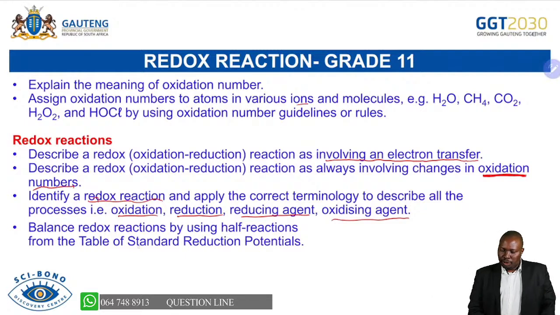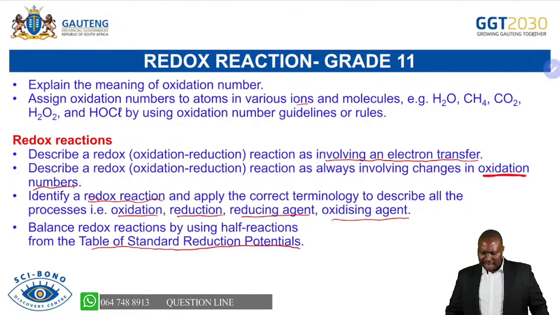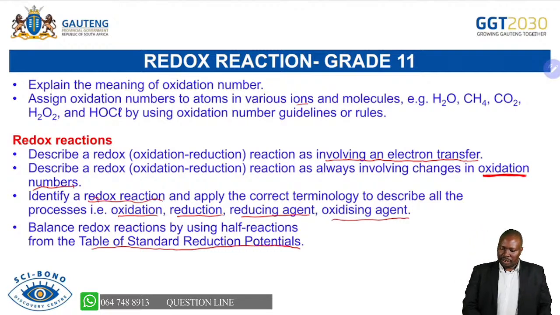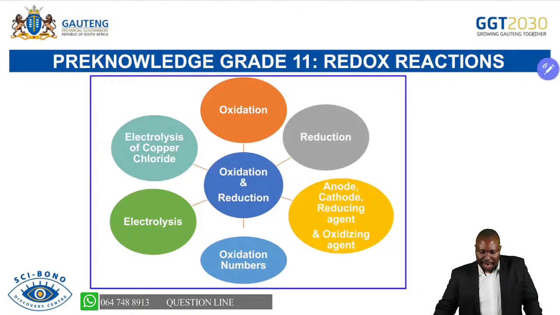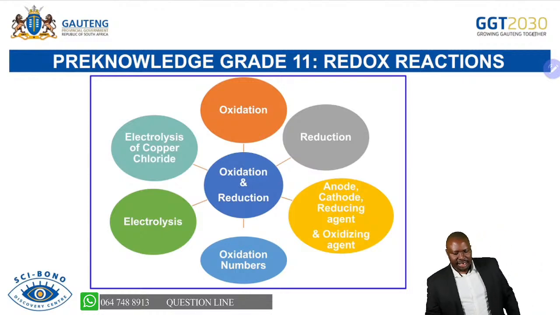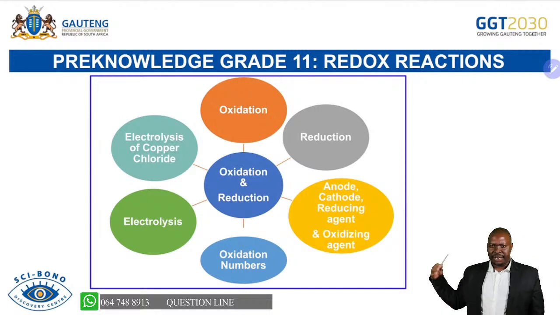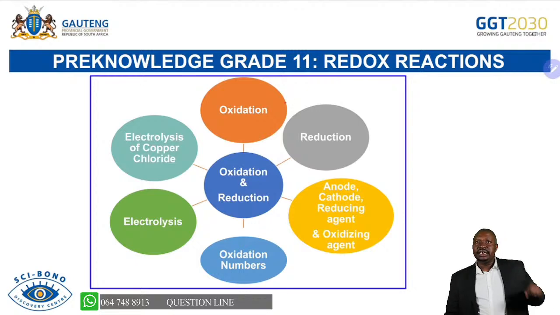The last thing, you must be able to know that we have the table of standard reduction potentials. Remember, you have table 4A and table 4B. So it's very important that you have that understanding of how to utilize these tables, and you must be able to balance redox reactions using this particular table of standard reduction potential. Now, in terms of what you need to know, or some of the things that you will have covered in your previous grades from grade 8 to grade 11, you will have by now what is oxidation.